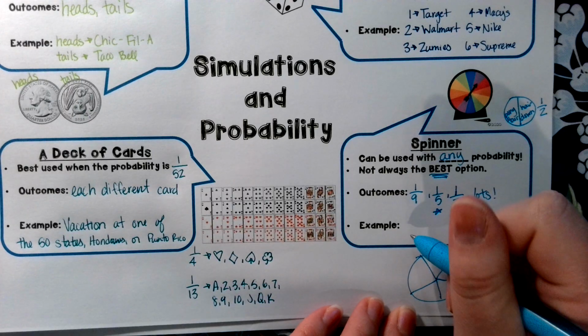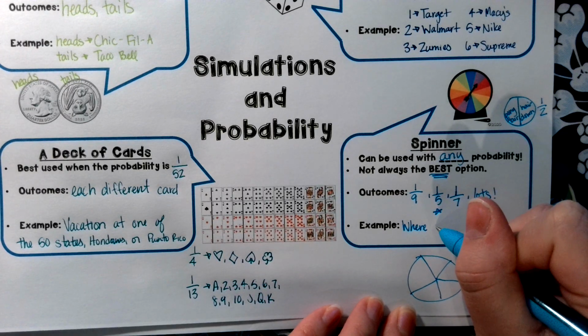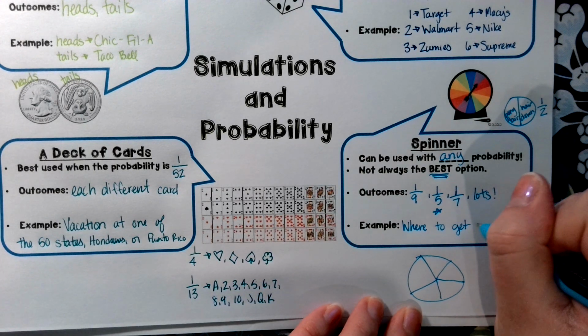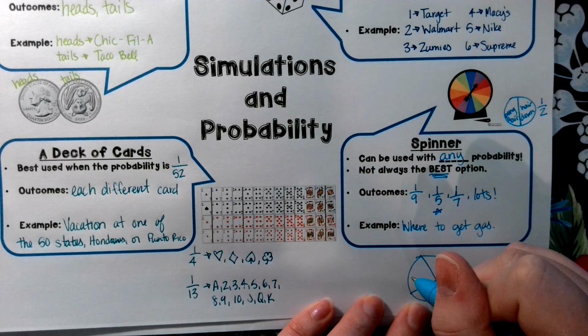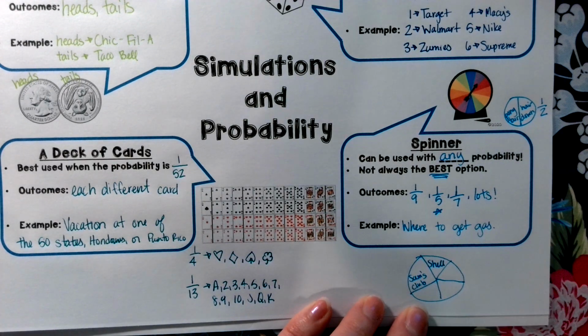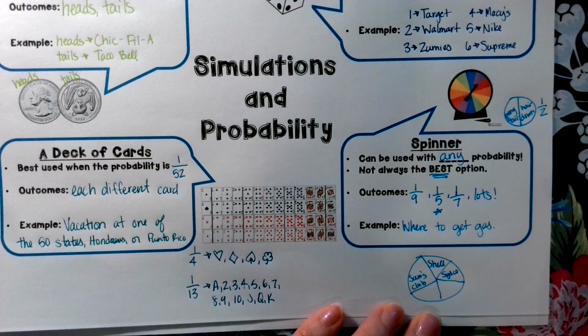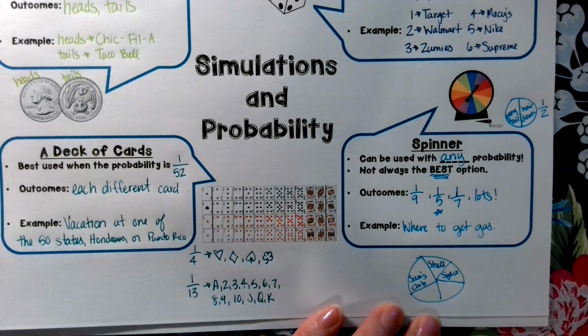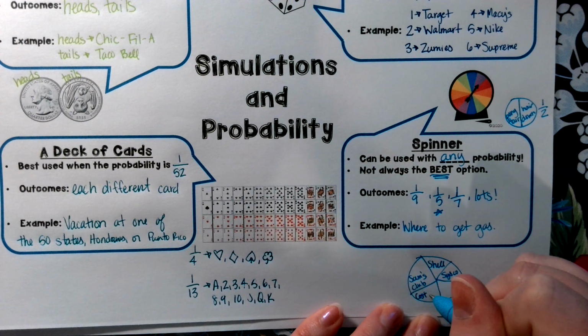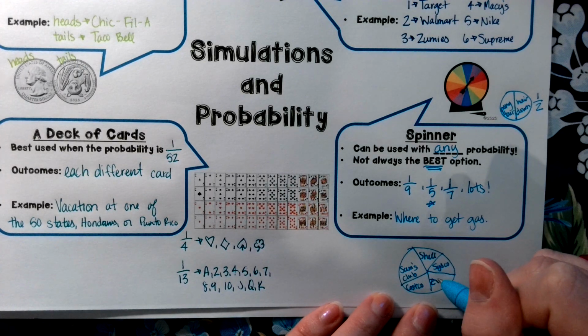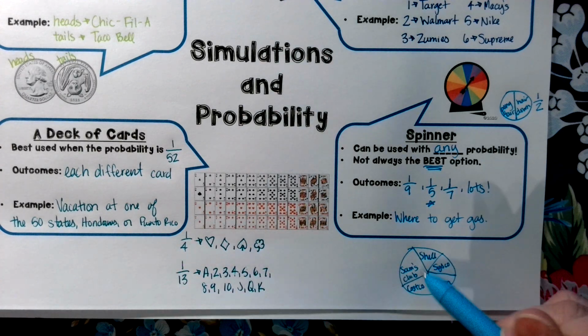And we could be where to get gas. We could get gas at Sam's Club. We could get gas at the Shell gas station by school. We could get gas at the Cisco. I don't think that's the name of it. I don't remember what it's called, but it's down by 28. We could get gas at Costco. Or we could get gas at Exxon. And then I could spin my spinner to see which one of those places I want to get gas.